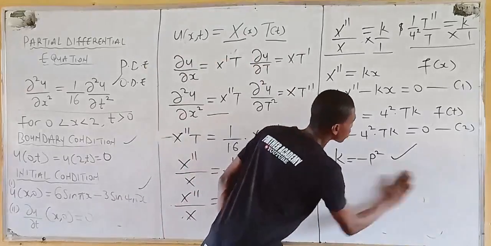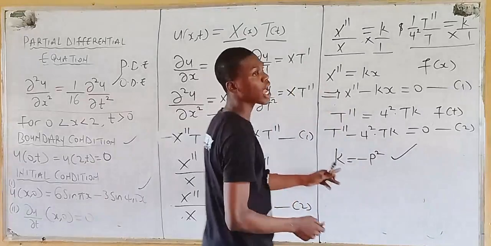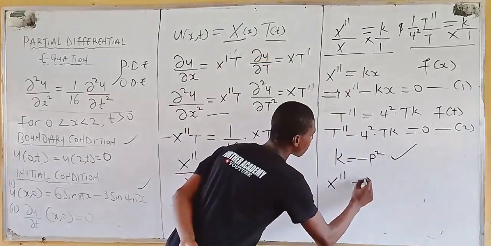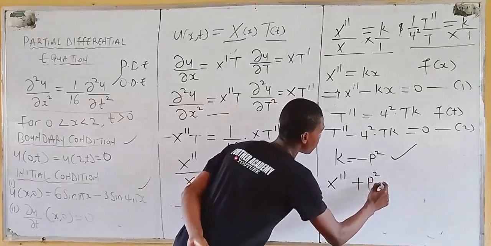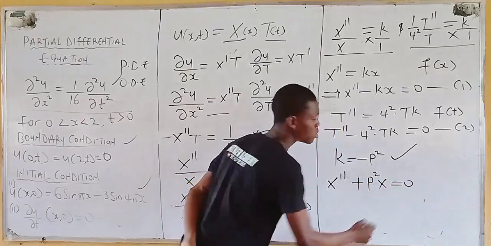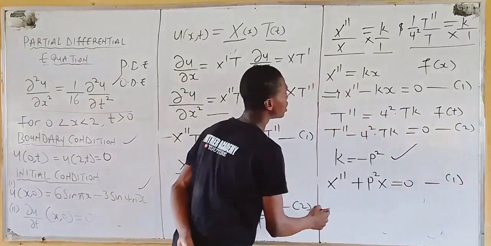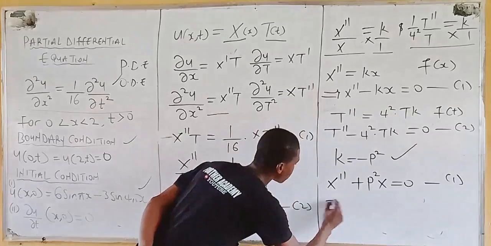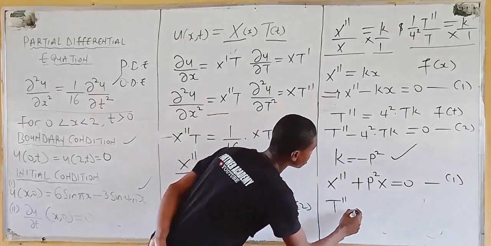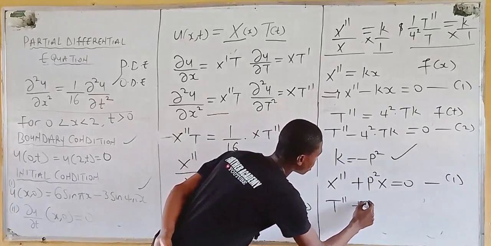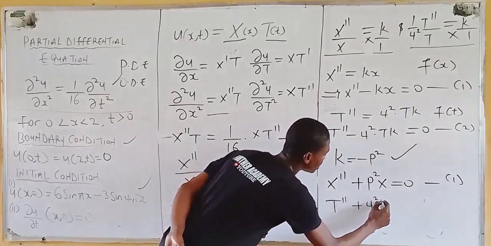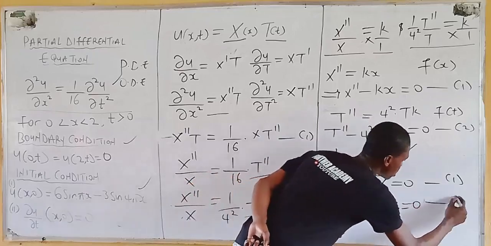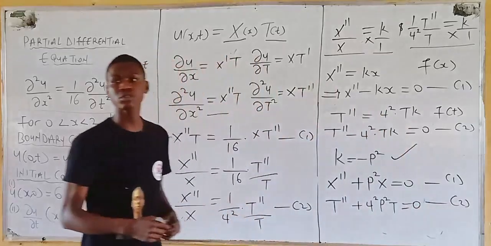Let's proceed. Substituting k as negative p squared, equation 1 becomes X prime prime plus p squared multiplying x equals 0. This is our new equation 1. Then our new equation 2: T prime prime plus 4 squared multiplying p squared multiplying t equals 0. Any questions so far?